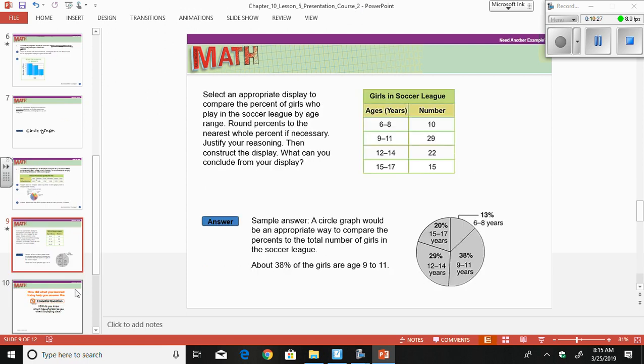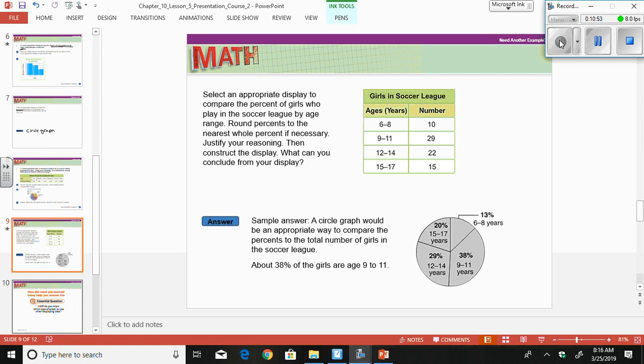I'm just going to leave the answer in this next one. Select an appropriate display to compare the percent of girls. So remember that percent of girls again, we talked about that just a minute ago. It's really good to do a circle graph here. The percent of girls who play in a soccer league by age range, round percents to the nearest whole percent if necessary. Justify your reasoning, then construct the display. What can you conclude from this display?